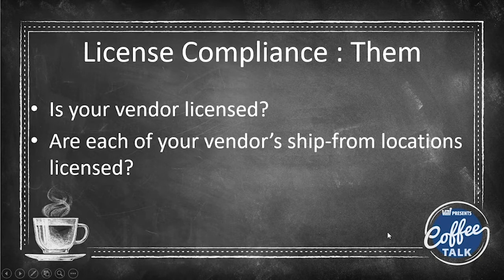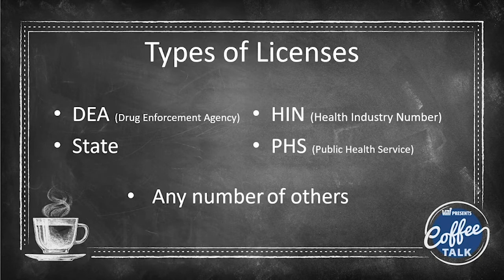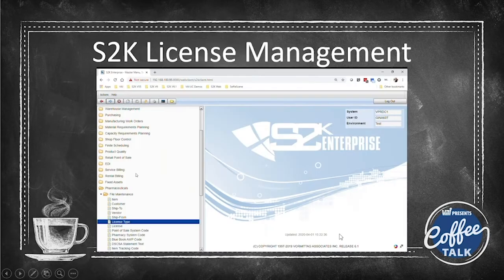That's a tall order on your shoulders. Trying to manage that on a spreadsheet with a hope and a prayer isn't really effective or efficient, and we want to close that gap. So we've developed some tools to help you do that. As an example of the types of licenses we're talking about, these are the most common ones I see: DEA, obviously your state license, HINS, a public health service license. But we really give you the ability to create any license type that is relevant to you, or just any license type that you want to track in general.